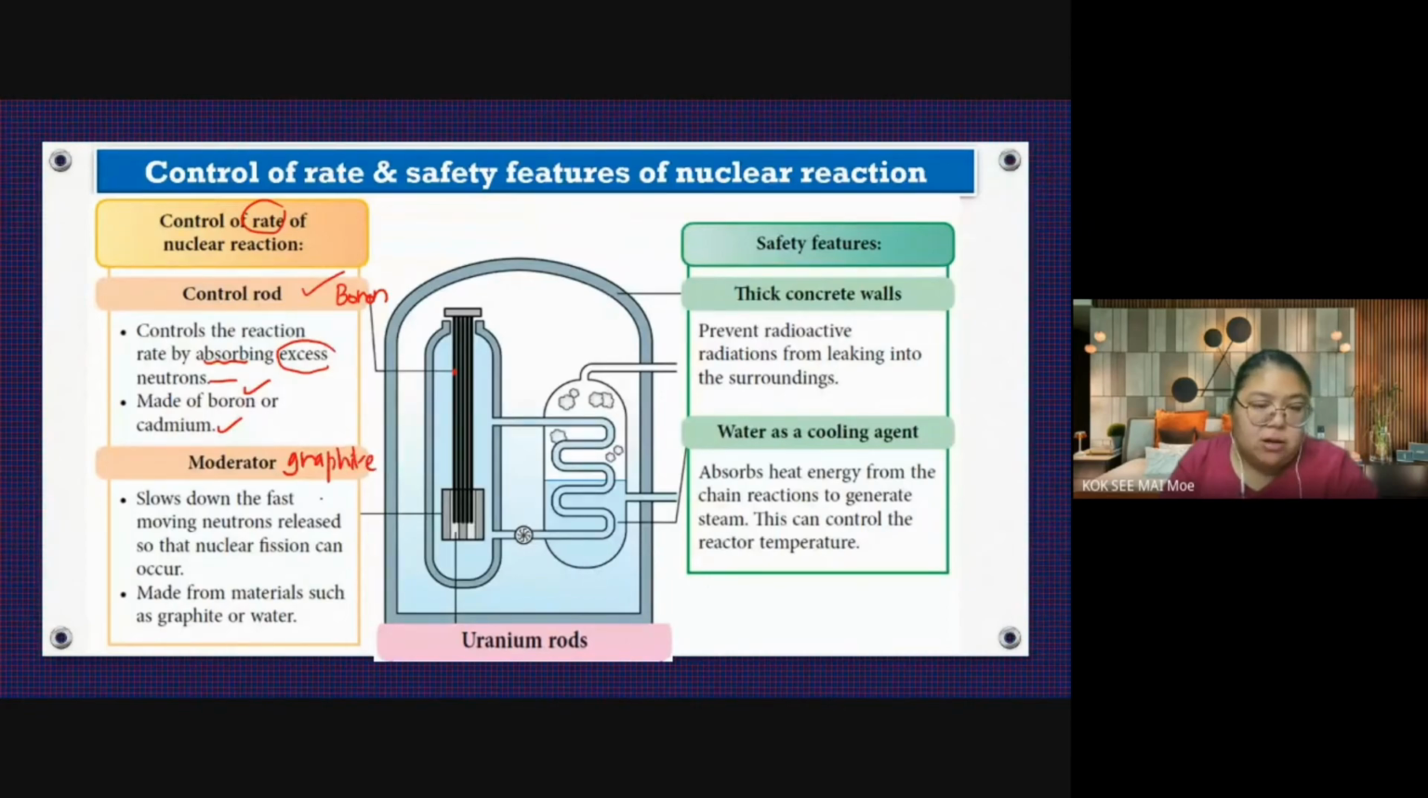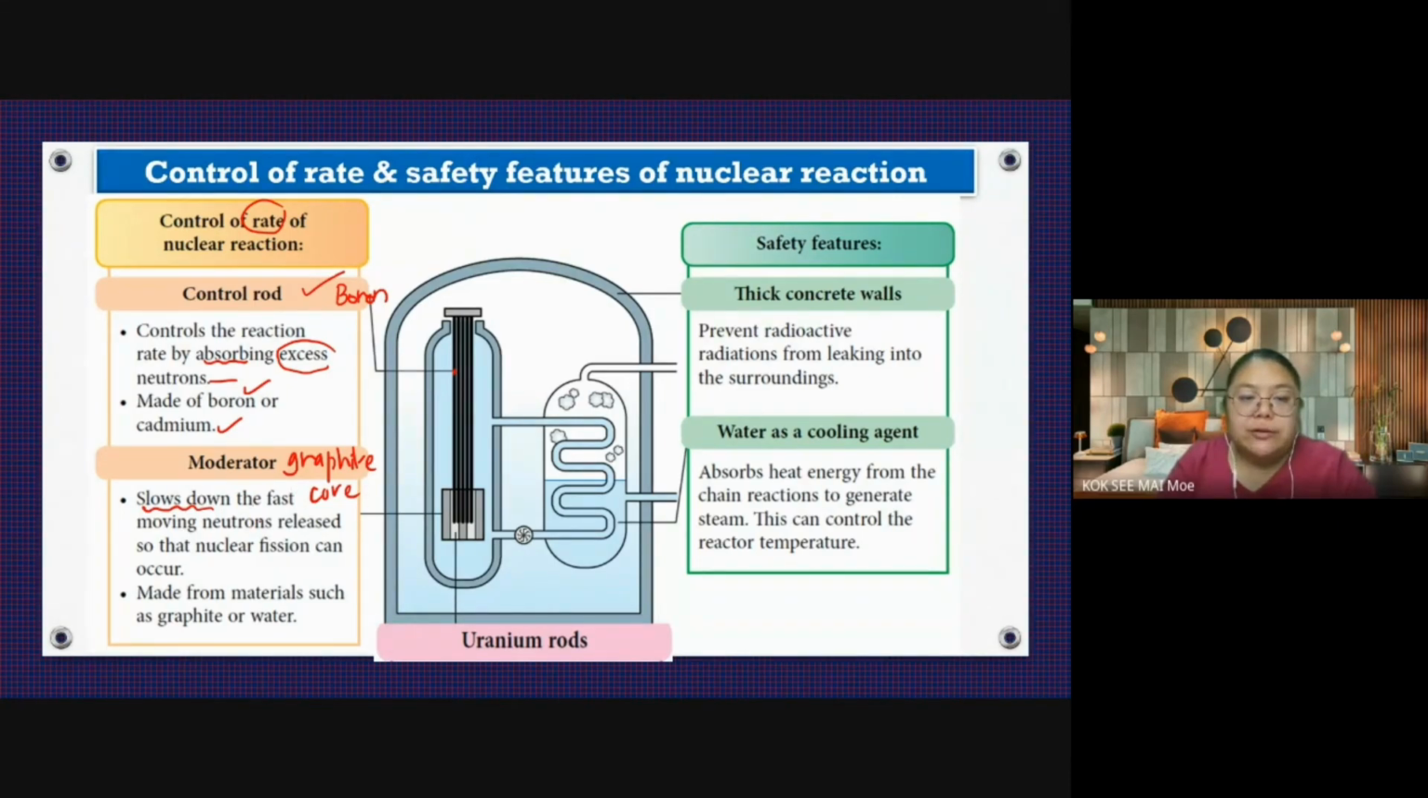Graphite core: okay, slow down. This one is different from the boron. Boron totally absorbs the neutrons. This one only slows them down. Slow down, fission still happens, but slowly. The control rod is going to absorb the neutrons totally, so the rate of nuclear fission can be less. This one only slows down.